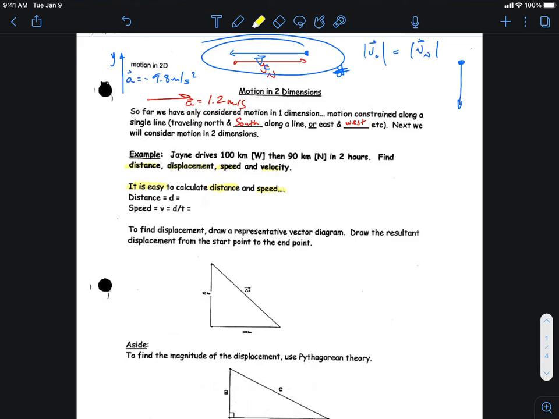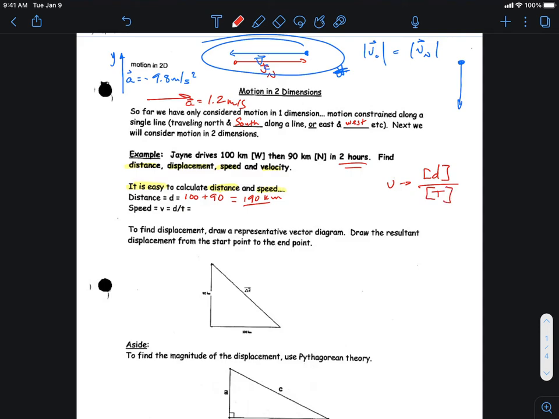So for distance, we know the total distance traveled for this is the 100 plus 90, right? We don't care about the direction for distance, right? So she traveled 190 kilometers, right? In 2 hours. So what's the speed over that, or the average speed, I suppose? Well, you take the distance and you divide it by the time, right? We know that's the case because when I look at the dimensions of this, for speed, or v, has to have dimensions of distance over time.